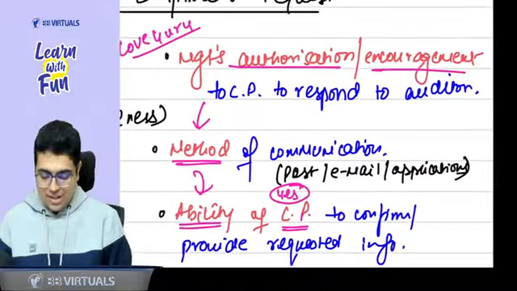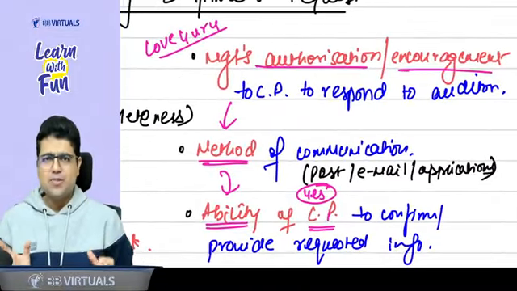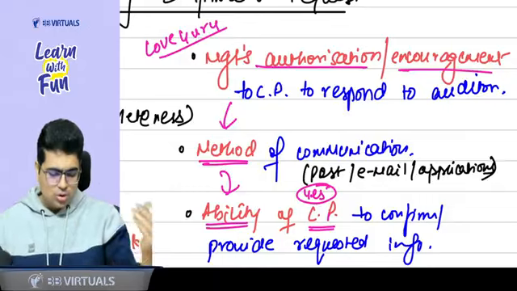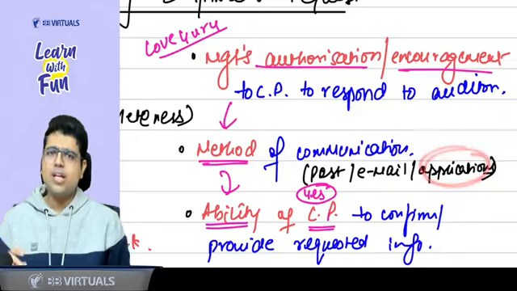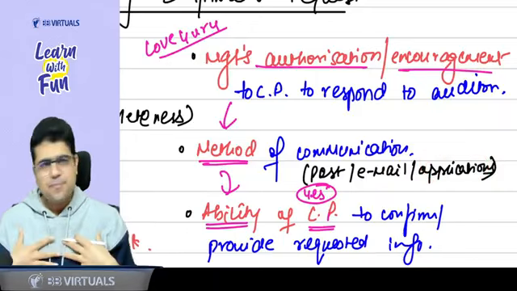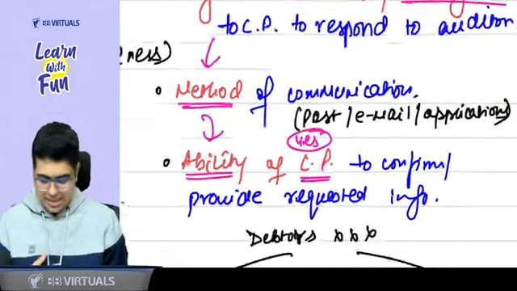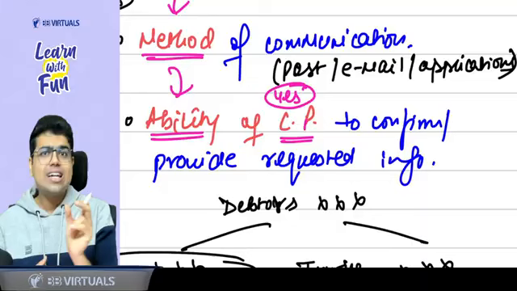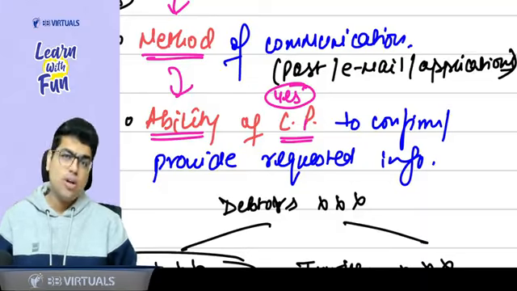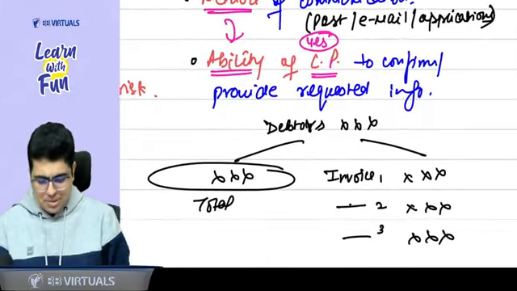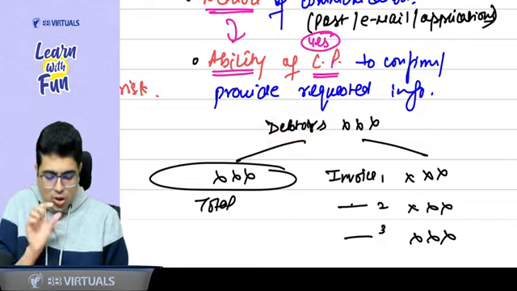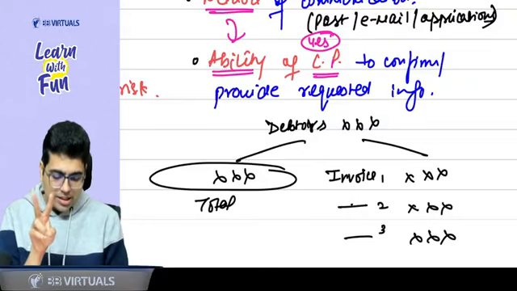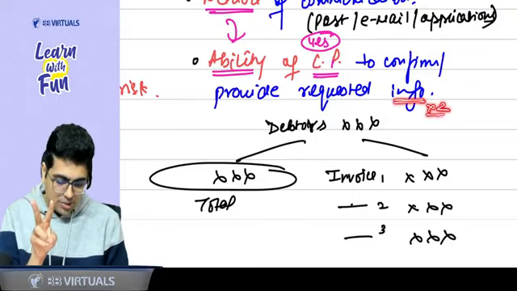Next point. Once all these things are done, you decide the method of communication. You want to send an email, you want to send a post, you want to use some other application software. This is something to be decided by the auditor. And the last thing is the ability of the confirming party to provide the requested information. For example, if the confirming party is a debtor and you want to confirm the debtor's balance, there are two ways where the confirming party can provide the information.